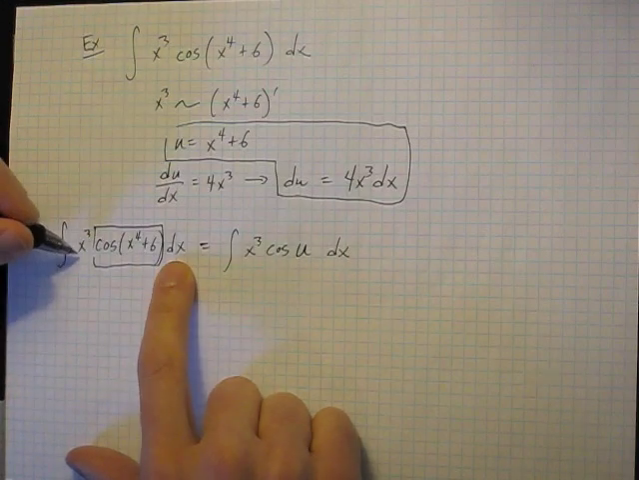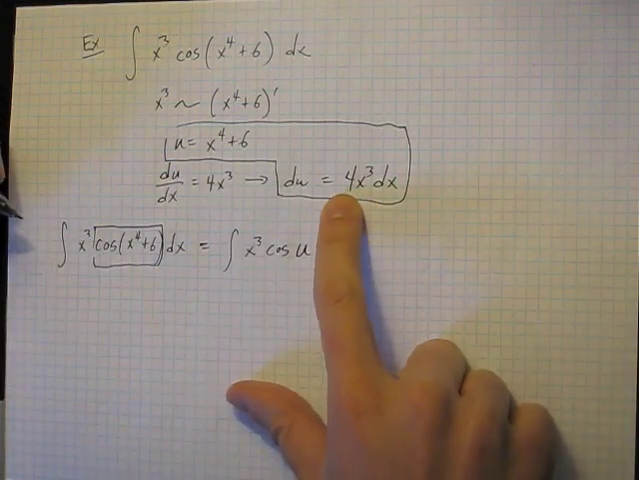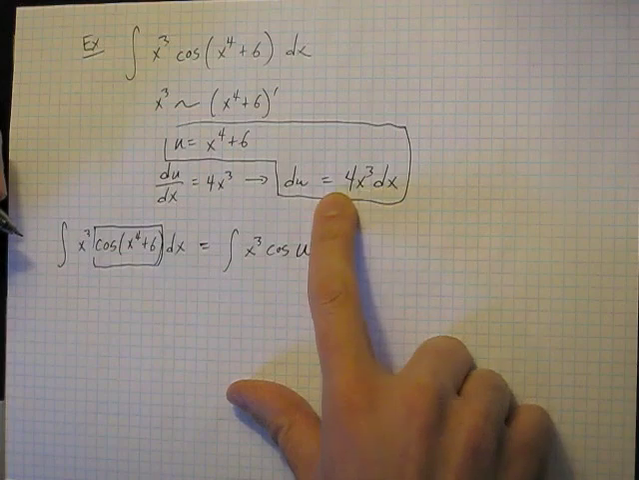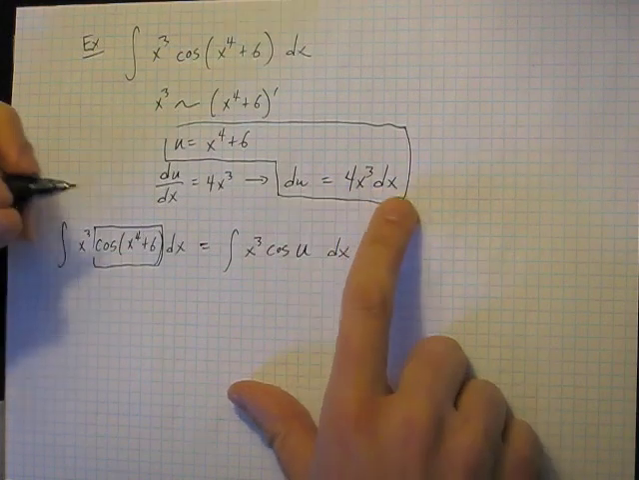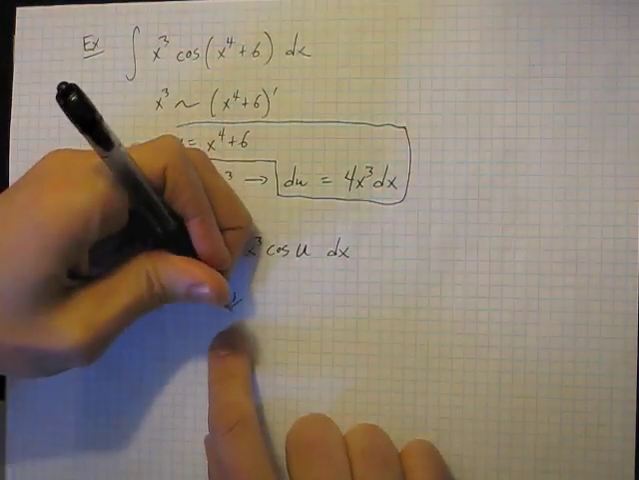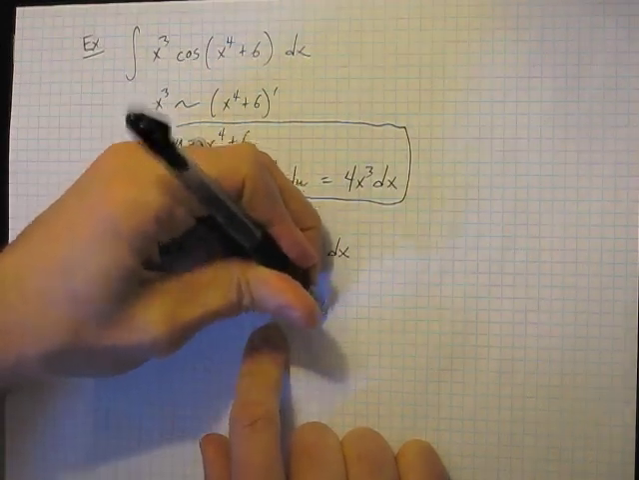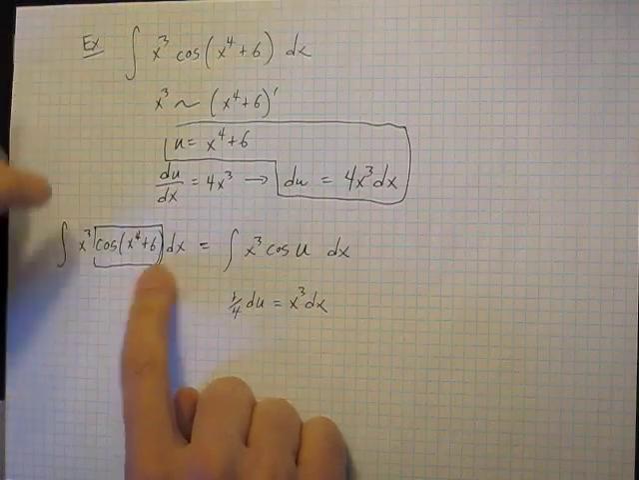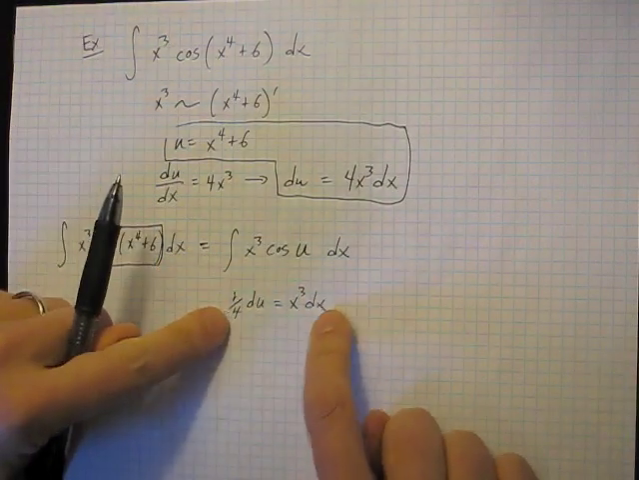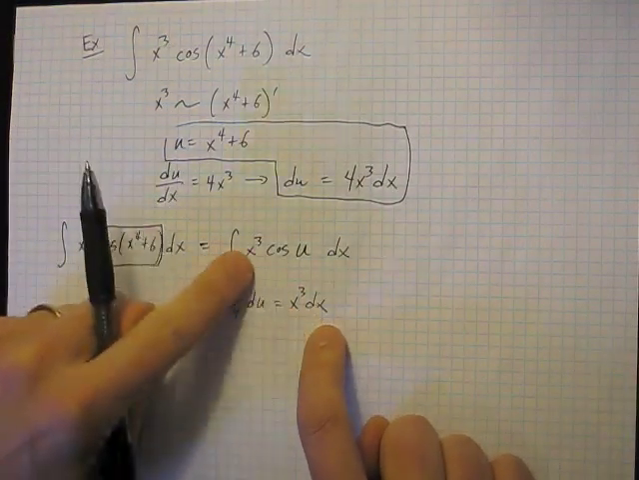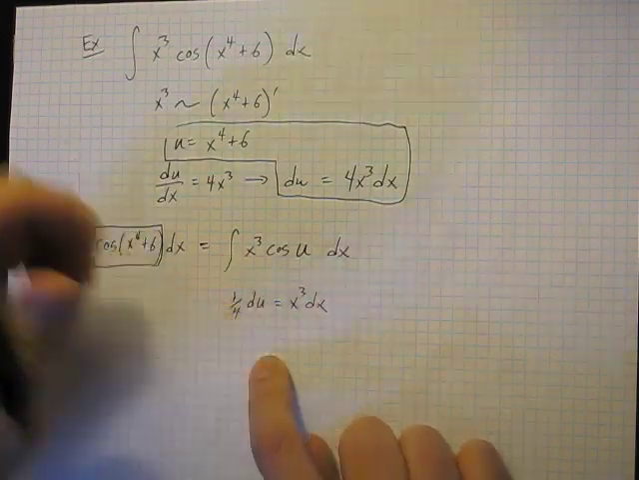Okay, now we have to account for x cubed and dx. But take a look, x cubed dx, all we have to do is divide away that 4. So 1/4 du is equal to x cubed dx. We use the second equation here with what's left over in the integral. So anywhere now that we see x cubed times a dx, we can write 1/4 du.